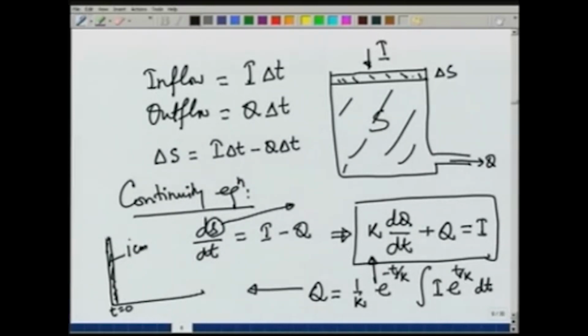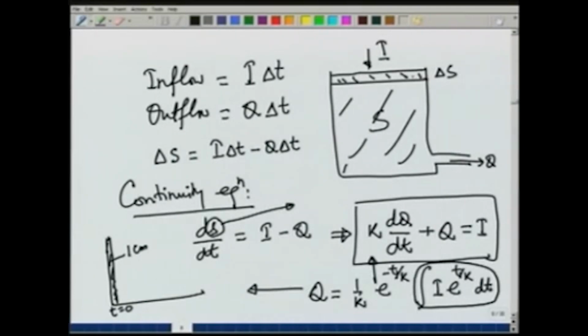Intensity of course is infinite, duration is 0, but the total volume is 1 centimeter. So, this I for the first reservoir would be a delta function which occurs at t equal to 0, and therefore, the integral of this term would be nothing but the value of exponential t over k at t equal to 0. Using the property of delta function, the integral gives the function value at that particular point, and therefore, this will be equal to 1.